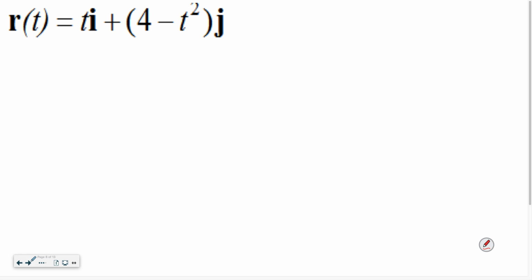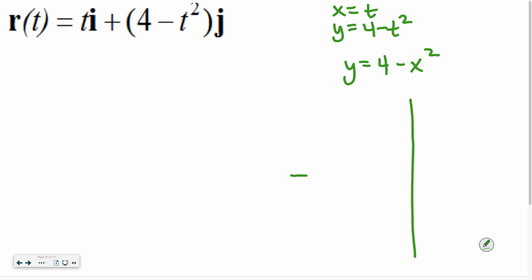Write this down. If you were to make a guess as to what this vector valued function looked like on a graph, what would you guess? Let's go with some type of curve. If x equals t and y equals 4 minus t squared, how could we eliminate the parameter? Y equals 4 minus x squared, upside down, shifted up and reflected.